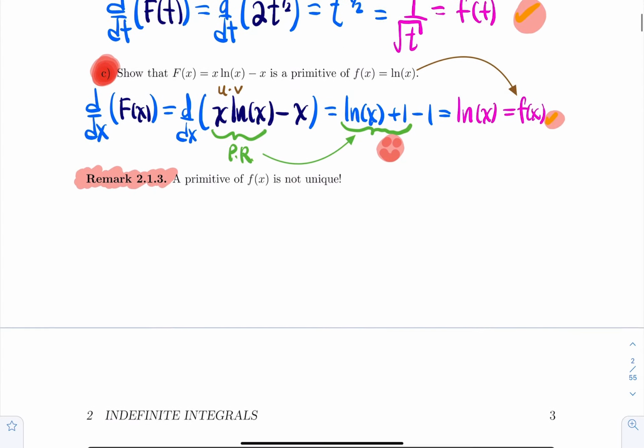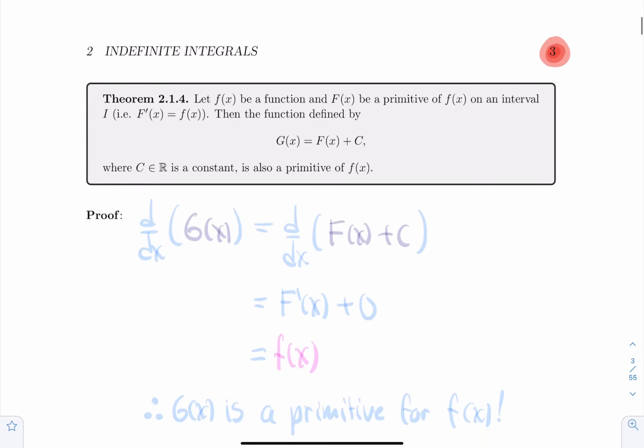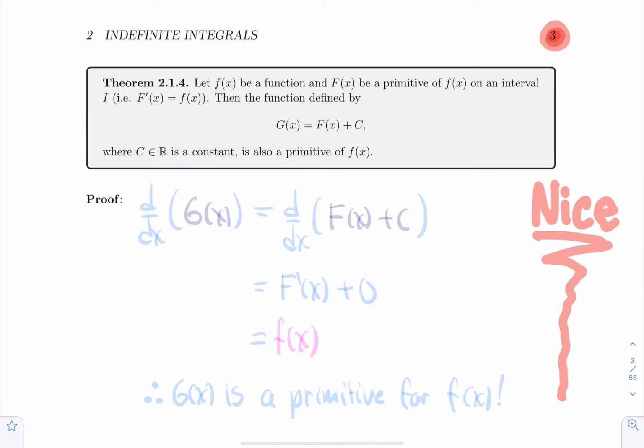All right, we can now summarize this idea with the next theorem. So if you start with a primitive, if you construct a new function, which is that primitive plus a constant, that other function is going to be again a primitive. So formally, suppose we have small f, a function, and big F, a primitive for that function small f on some interval. So big F prime is small f. Then the new function defined by big G of x is equal to big F plus C, where C is just a constant, a real value. Then this big G is going to be, again, a primitive for that function.